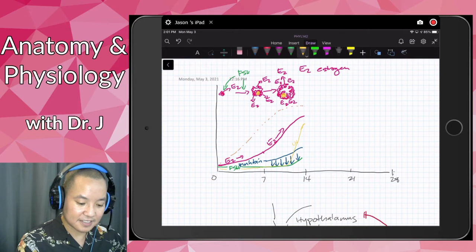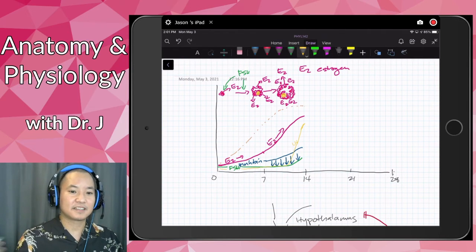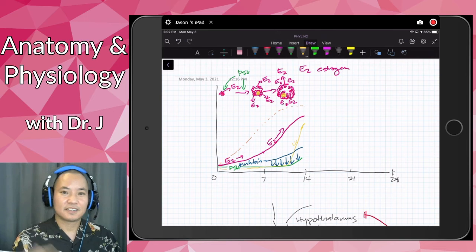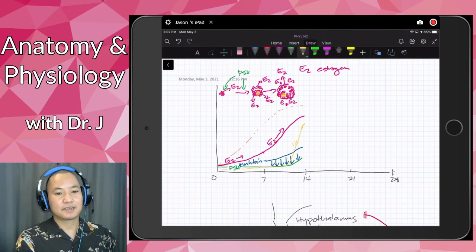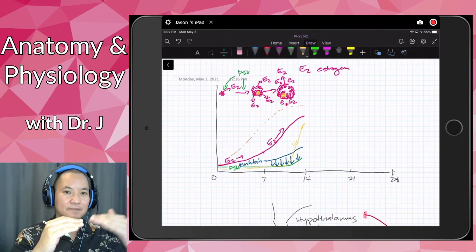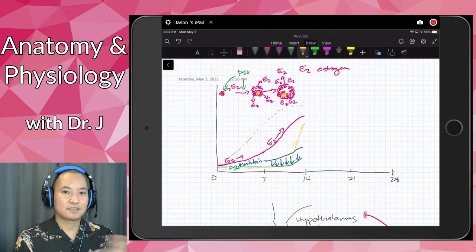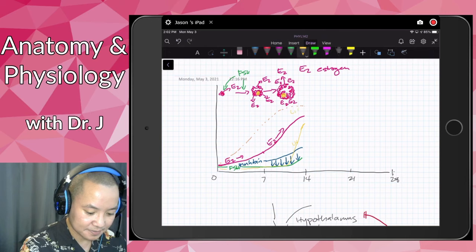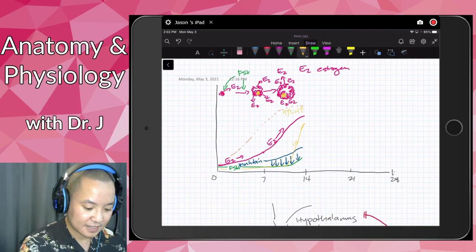So LH is the one that triggers ovulation. This is why they say ovulation is triggered by an LH surge. So yes, FSH does play a role too, but LH is the dominant one, and it increases at a sharper rate because FSH is being held back by inhibin. LH is free to accumulate. So you have this huge amount of LH over here, and it's going to tell this follicle to rupture.